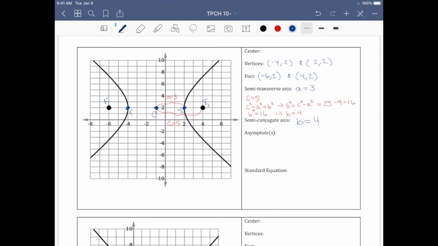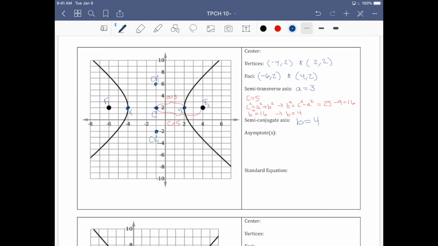So even though b is usually not represented graphically, I'm actually going to draw them in, and you'll see why in a moment. If I start at my center and I move out 4 units, I'll be at 1, 2, 3, 4. My co-vertex 1 is here, and then I'm going to move out 4 the other way. 1, 2, 3, 4. My second co-vertex is here.